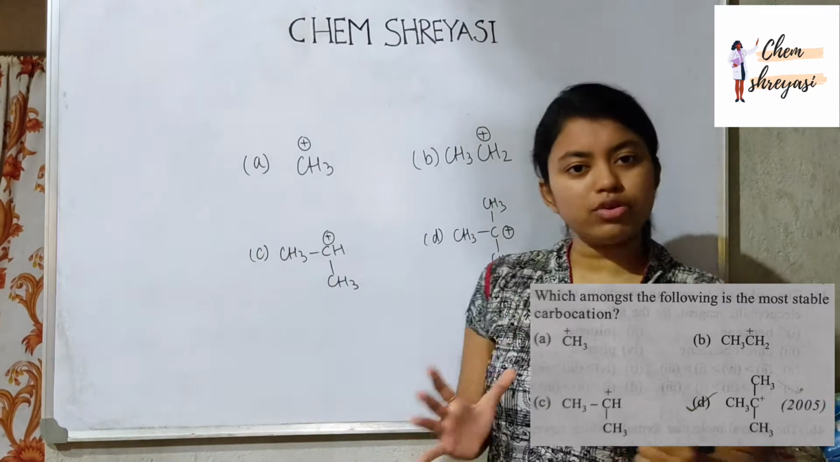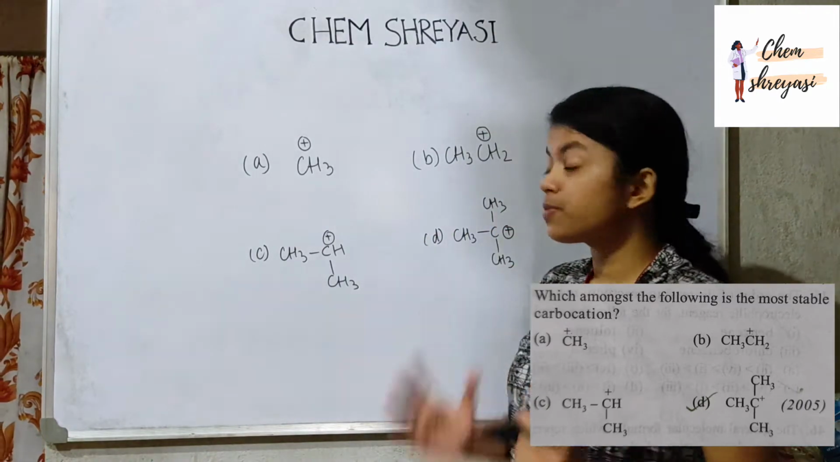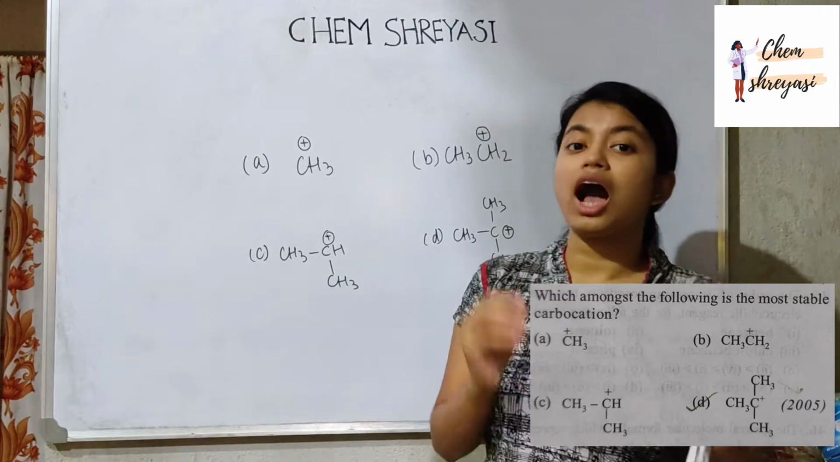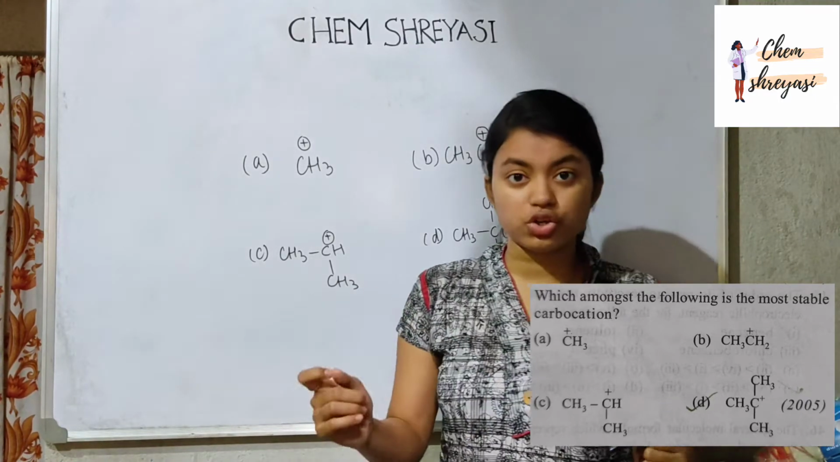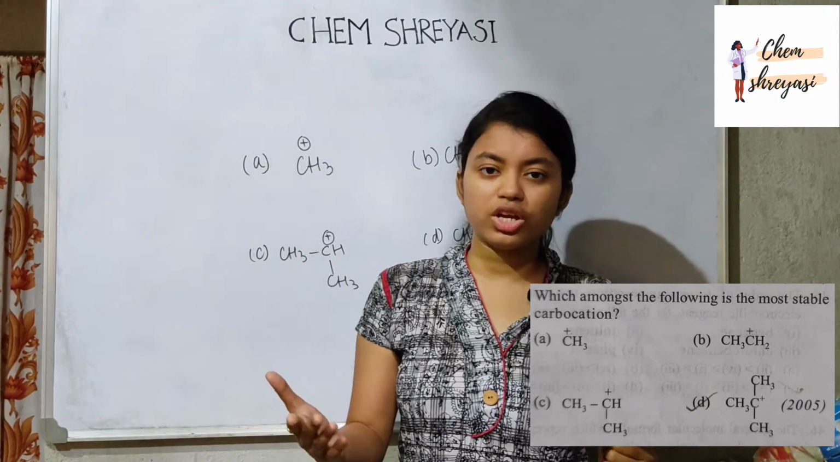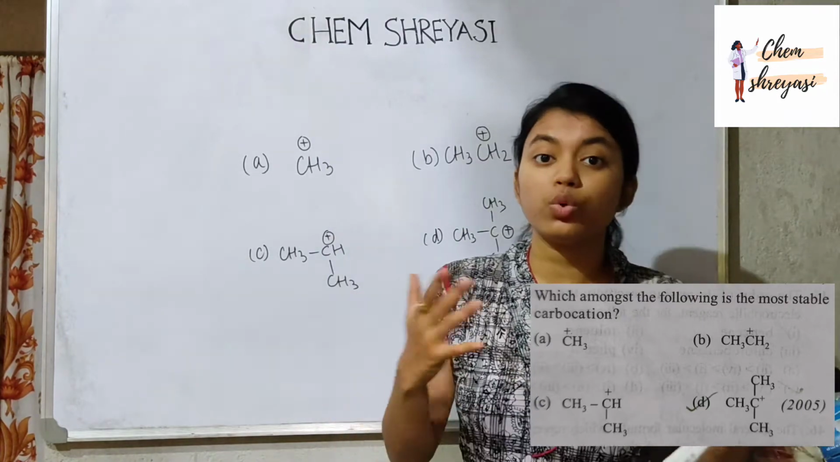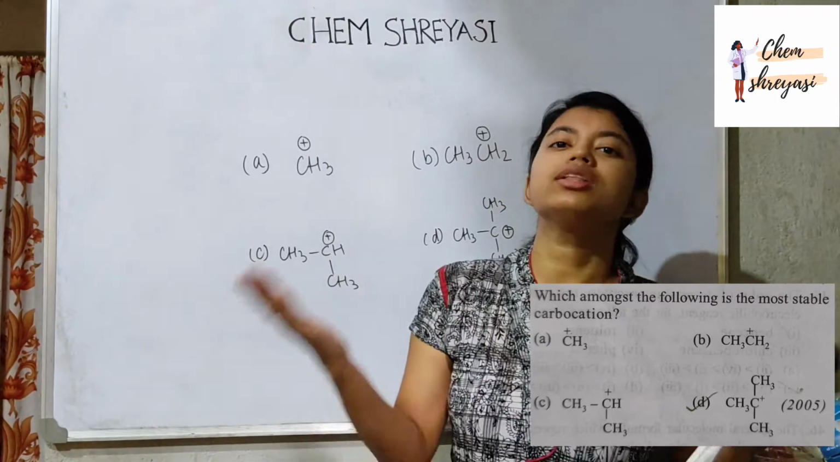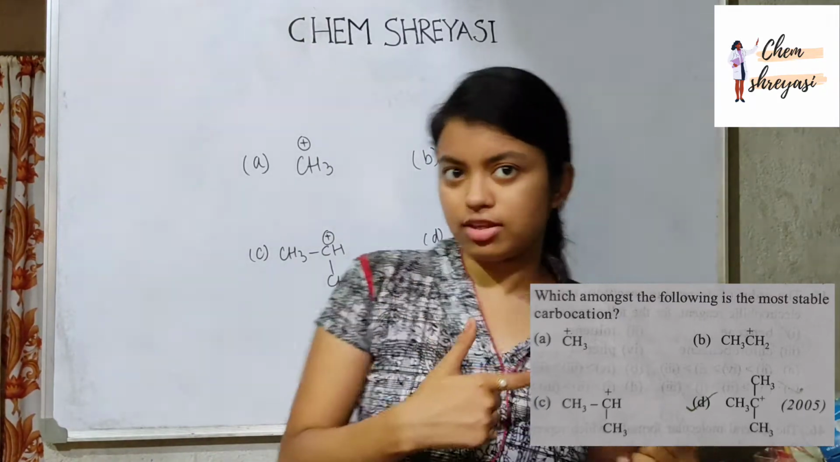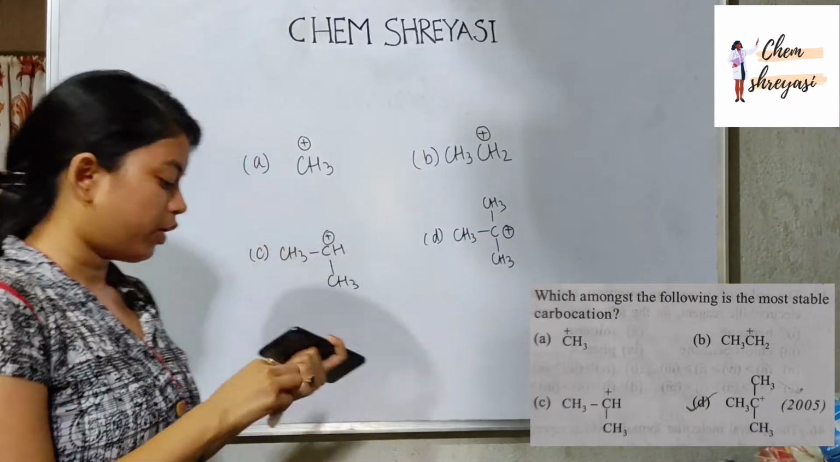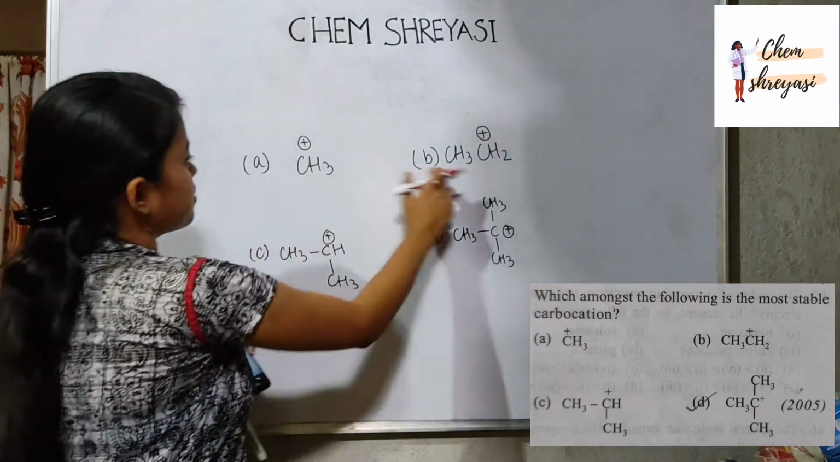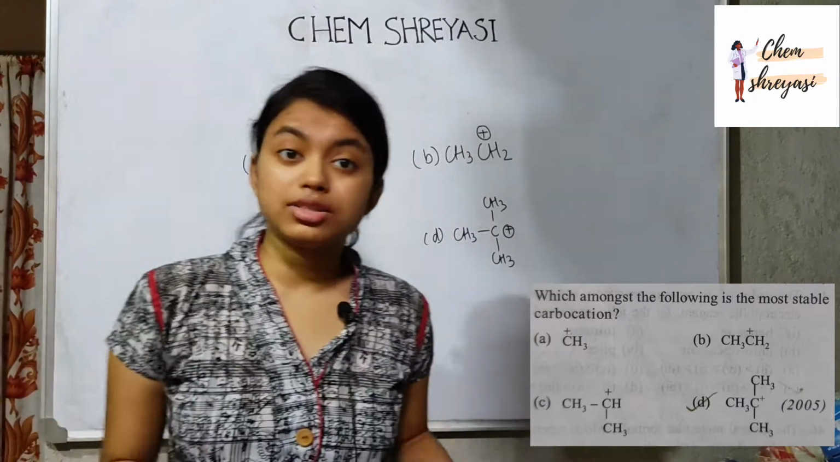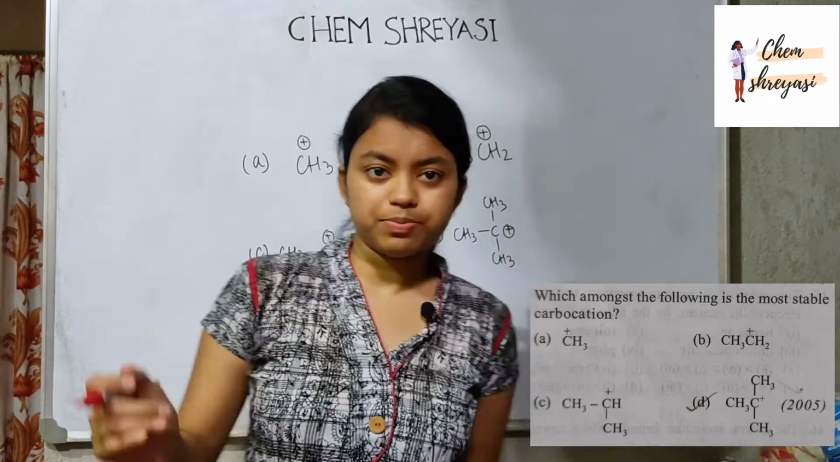Now, if you haven't watched my second video, I have explained what is hyperconjugation and how we can describe hyperconjugation, and on the basis of hyperconjugation, how we can decide which compound is much more stable than the other compound. Okay, so these four systems have been given and we have been asked which is the most stable carbocation.